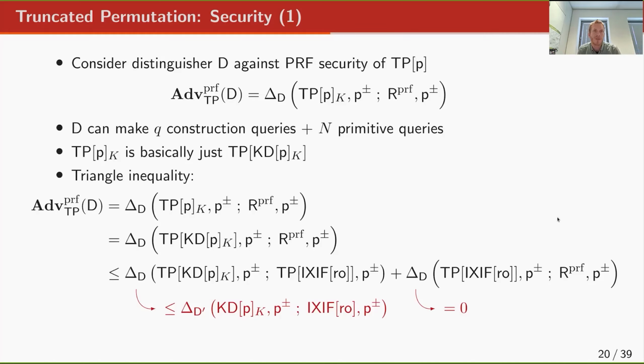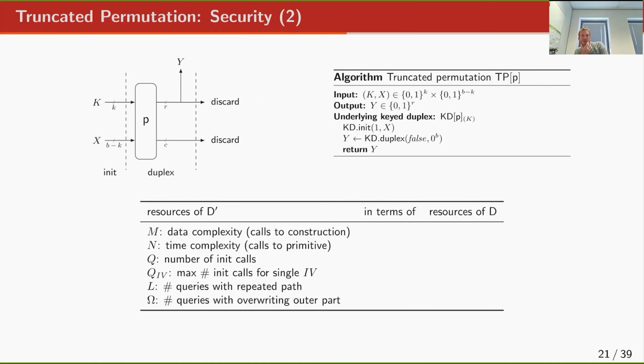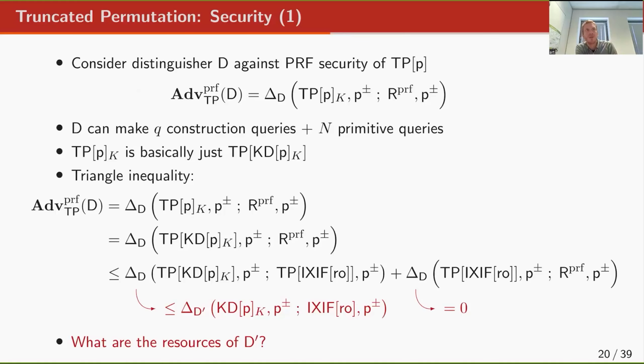It reduces to the security of the key duplex for some distinguisher D prime, where D is the PRF distinguisher making Q queries and N primitive queries, as in the second bullet on the slide. D prime is the distinguisher on the duplex with all these complex parameters. So we somehow have to turn the complexity of D into the complexity of D prime. Let's see, what are the resources of D prime? We have M, N, Q, QIV, L, and omega. These all resulted in these huge bounds. But for D, the main PRF distinguisher, we only have Q and N.